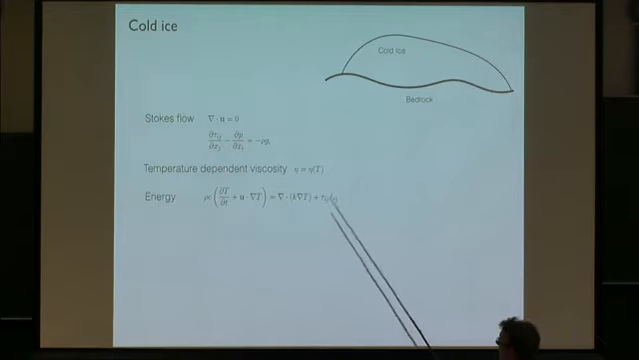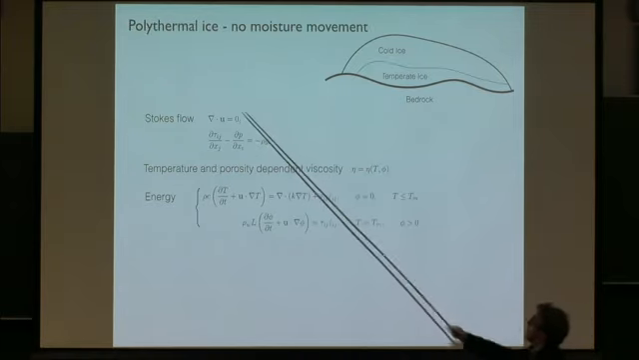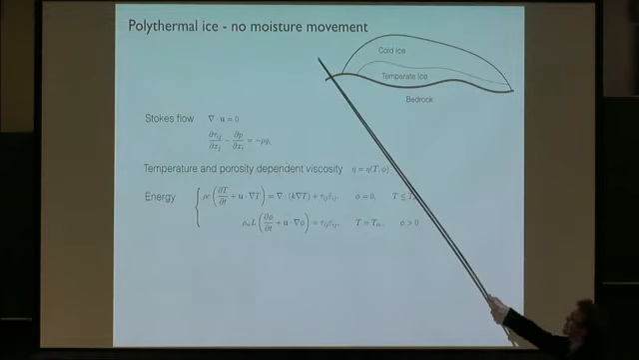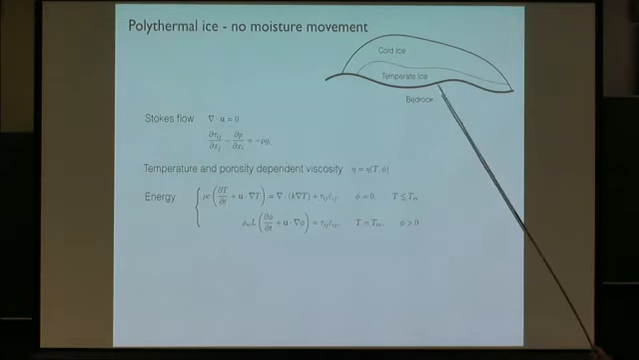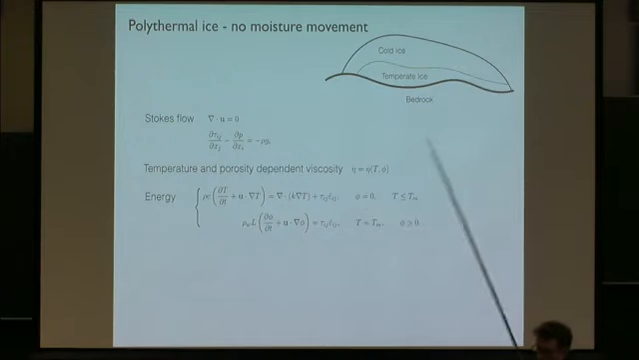So that's the sort of starting point. When we go to looking at polythermal ice, I'm first going to look at the case where there's no movement of the moisture away through the matrix of the solid ice. And so the changes that we need, let me just flip back.